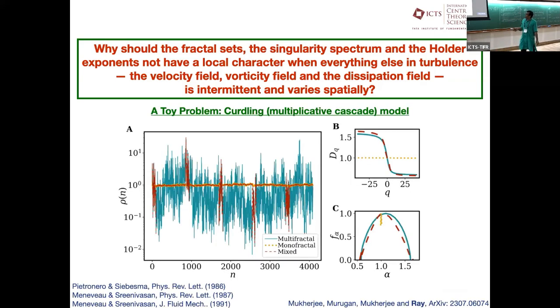So essentially, one can look at a toy problem, which was introduced by Verma and others many years ago, the so-called curdling or the multiplicative cascade model, where we can construct various signals by hand, which are monofractal, which are multifractal, which are largely monofractal with a little bit of multifractal nature to it. And then you follow the prescription that we just discussed, and except when things are really monofractal, even when things are mixed, you get this broad spectrum.